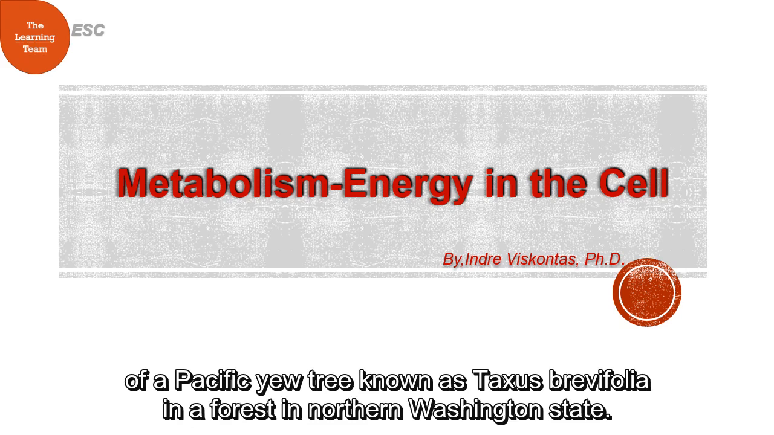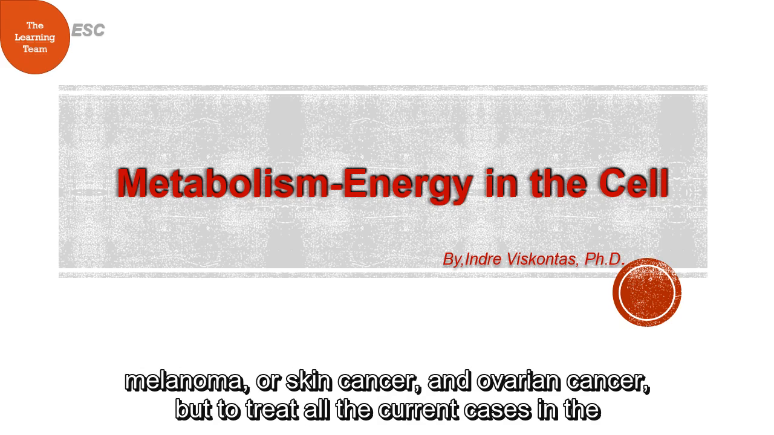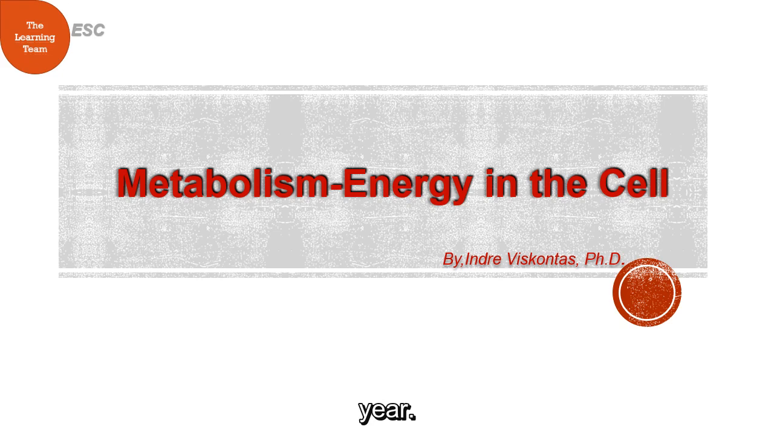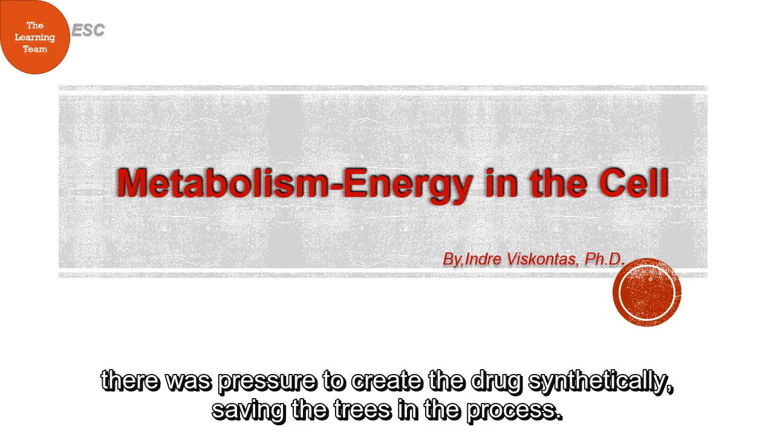In the late 1980s, the compound was shown to have a beneficial effect on patients with melanoma, or skin cancer, and ovarian cancer, but in order to treat all the current cases in the United States, the pharmaceutical company would have to destroy 360,000 trees every year. By the 1990s, as the environmental movement was rapidly growing in the United States, there was pressure to create the drug synthetically, saving the trees in the process.